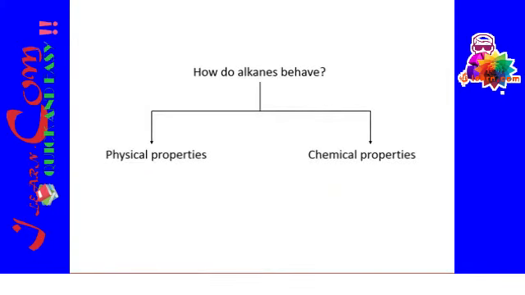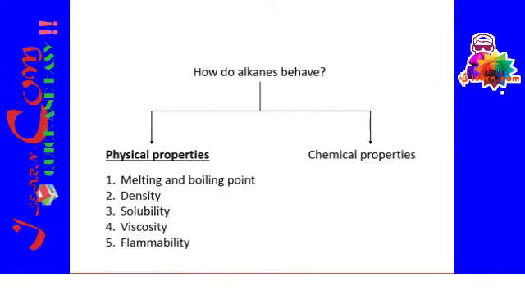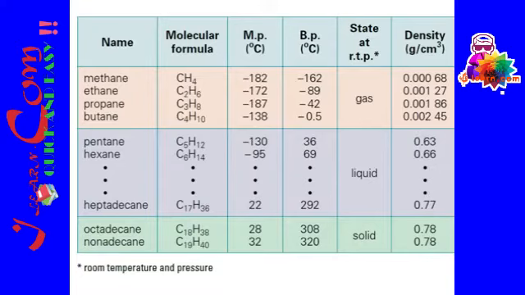Okay, so now let's move on to the physical and chemical properties of alkanes. So this is actually the part which makes them very important to everything in your life and even the whole global economy. So physical properties, we are covering a few, from melting point to flammability. So let's take a look first.